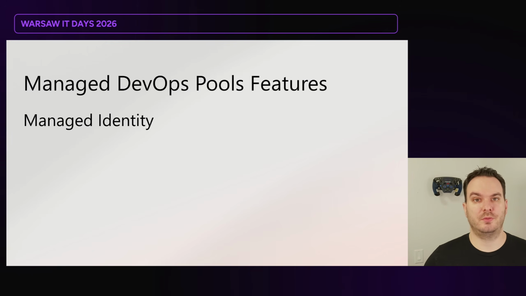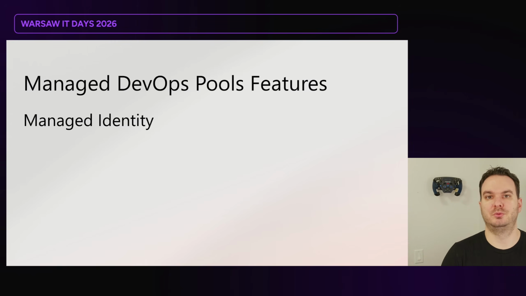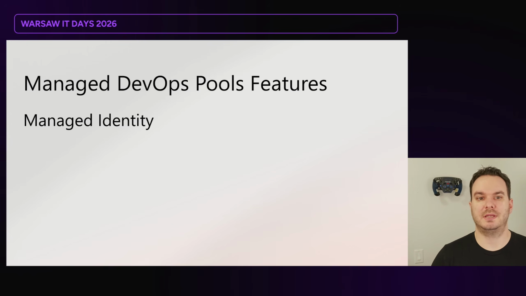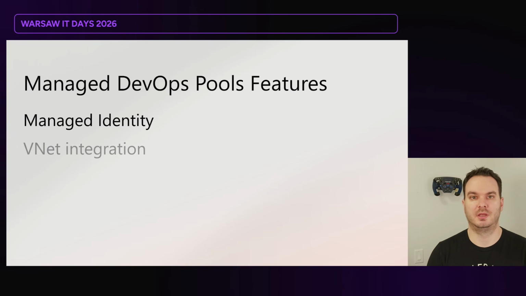Additionally, we have some great features for managed DevOps pools. The first one is that we can assign a managed identity to our managed DevOps pool, and therefore the DevOps pool or the agent can easily access other services. Today I'm going to show you how we can give the managed identity permissions on the Key Vault, and therefore my agent is able to access my Key Vault without the need of a username or password.